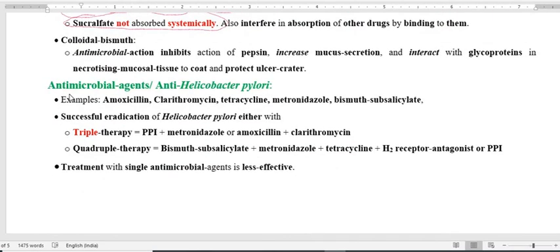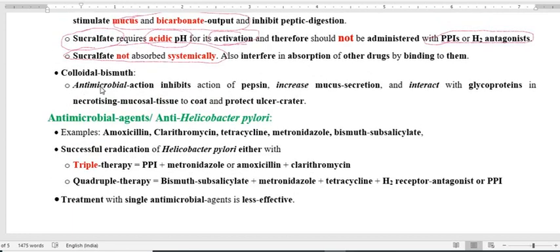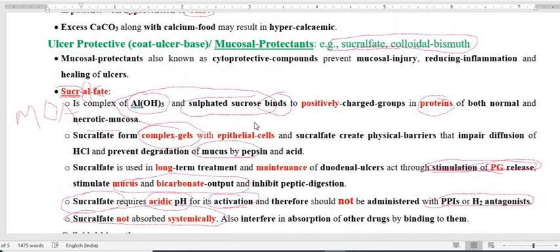Regarding colloidal bismuth, as we already discussed, bismuth is antimicrobial, and it also interacts with the protein of the mucus, and therefore protects the ulcer. It also participates in increasing mucus secretion. So this is all about the cytoprotectants.